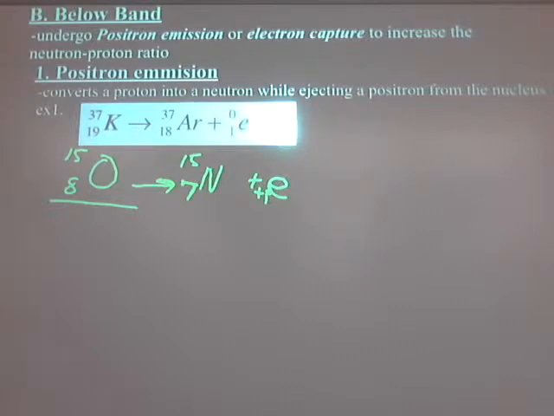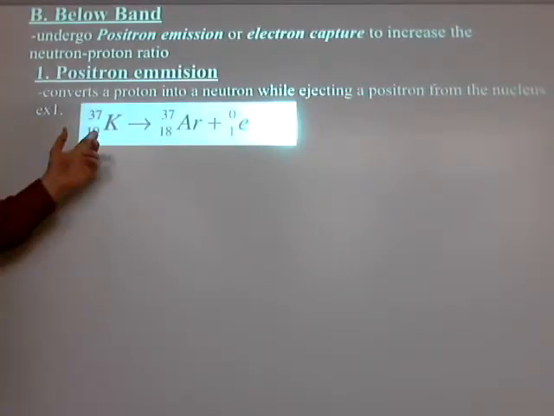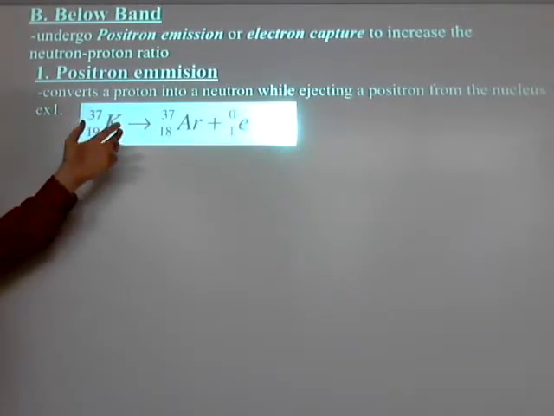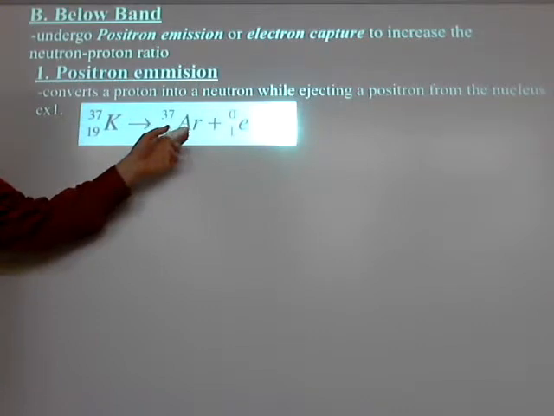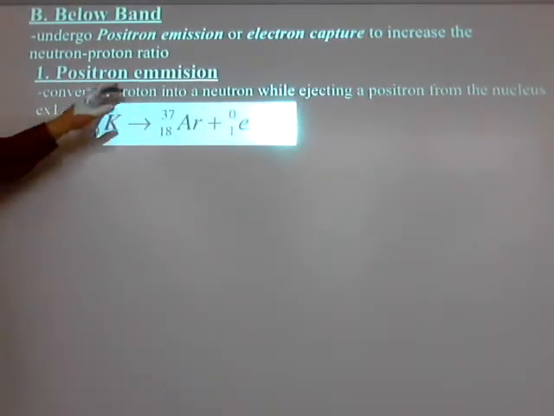Now, positron emission makes sense because if you look at it, and this is the way you have to look at it, if I asked you to explain it to me, this guy's got 19 protons. He's only got 18. I lost a proton, but I didn't change my mass number. So therefore, it must have been changed into a neutron. And that's exactly what happened. A proton changed into a neutron.